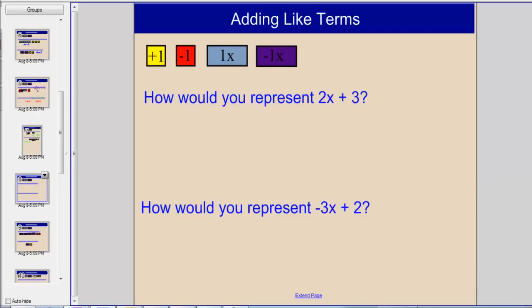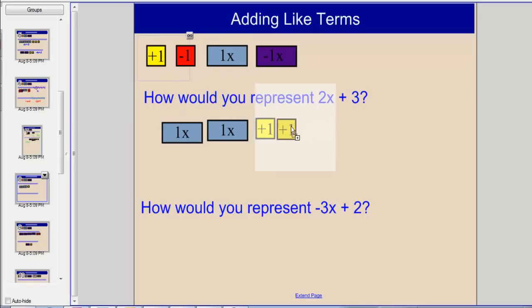In the next problem, now in this example, I've already combined all of the like terms and I just want to see if you understand how to represent them. So how would you represent 2x? We'd have two 1x's, right? And then how would you represent that being added to 3? We'd bring down three 1's. Pretty easy, huh?